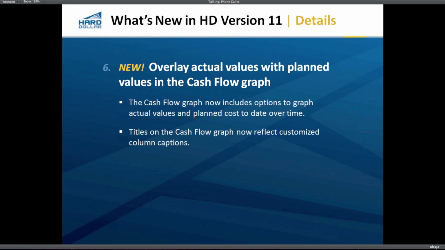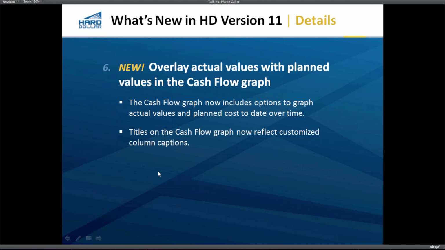Overlay actual values with planned values, number 6. Okay, this is where we can start to graph our actuals over time as they're recorded through our job tracking and project controls tools. We can overlay those actuals versus the estimate. The other thing we did was the titles in the cash flow graph previously were predefined. Okay, so the labels for things like cost and revenue were out of the box locked down. Now those titles, where applicable, reflect your column captions.